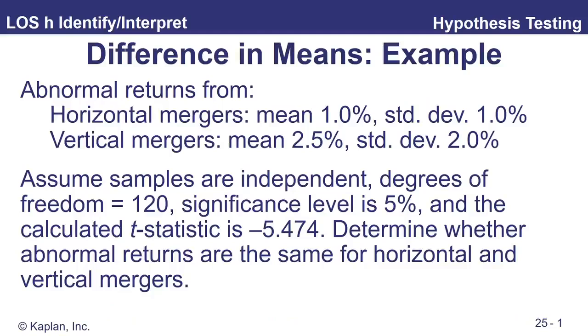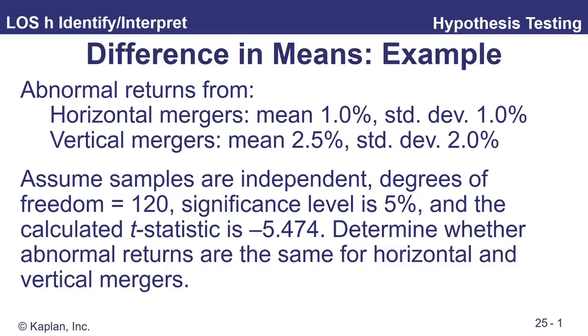Okay, let's get straight into an example and see if we can put some light into this. So here we've got two different populations. One is companies that have undergone horizontal mergers, and the other population is companies that have undergone vertical mergers. So horizontal mergers, remember, means mergers between competitors, and vertical mergers means mergers between suppliers and producers, or distributors and producers, that kind of stuff.